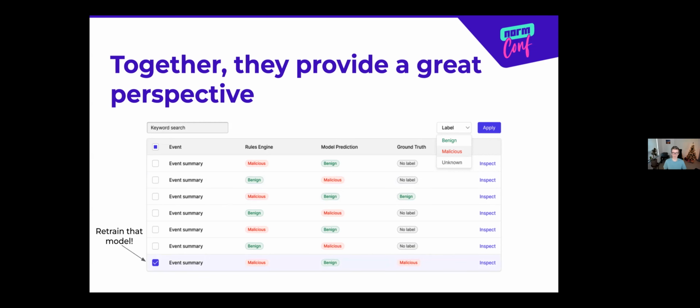And then in this case, we have a rule also classifying a piece of content as malicious, where the model says it's benign. And after human review, we concluded that it is in fact a malicious piece of content. And so we'd want to take that example and maybe some other similar examples, make sure they're all labeled, and then include that in some of our training sets so we can retrain that model and improve that model's performance.